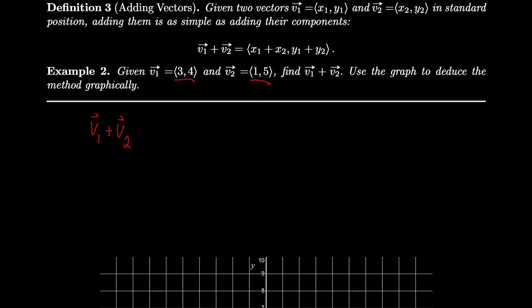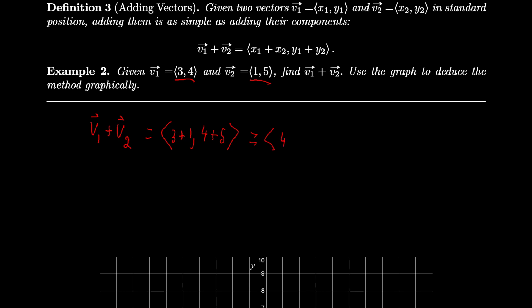And these are vectors, so let's put little hats on them. And that's just going to be, well, we just add together the x's, so 3 plus 1. And then we're just going to add together the y's, so 4 plus 5. And we're going to get that that is very clearly 4, 9.